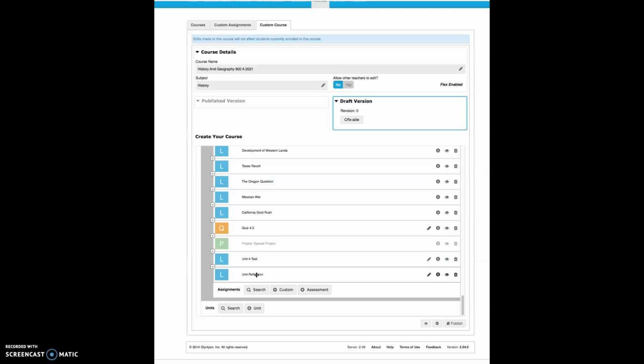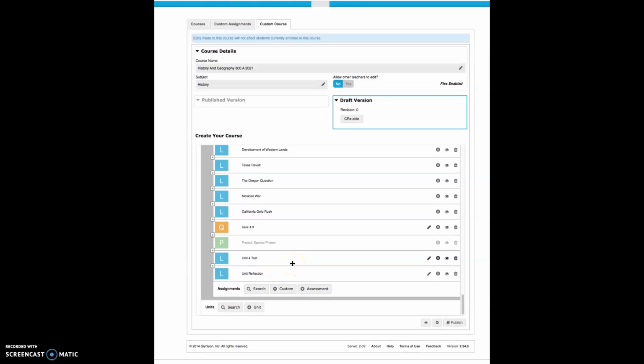I do not have a final review unit or a final exam. That was a decision I made based on our standards-based grading. So that's why that is the way it is.